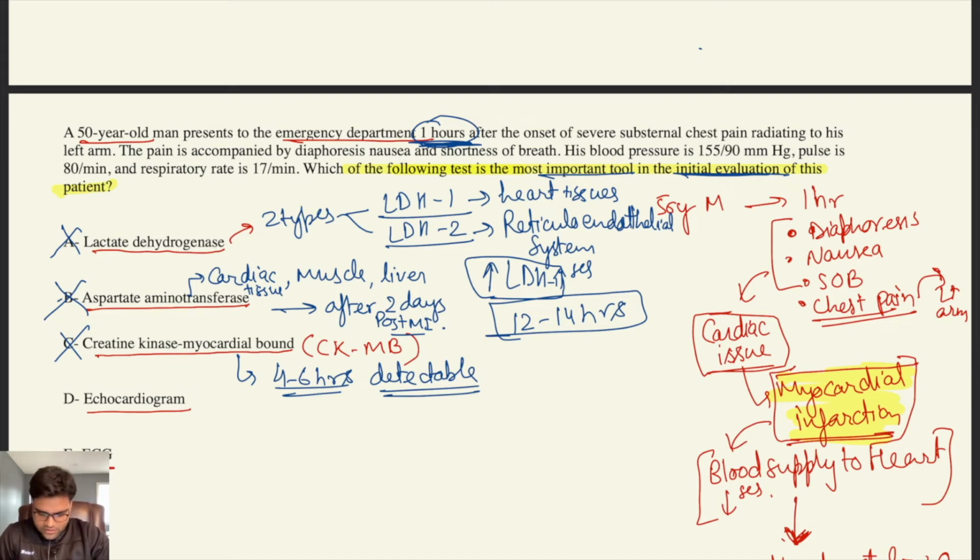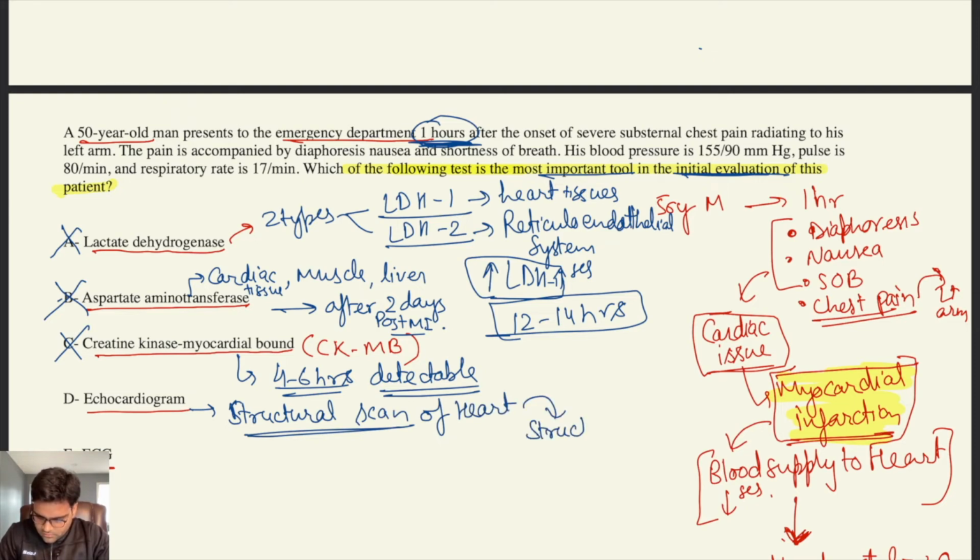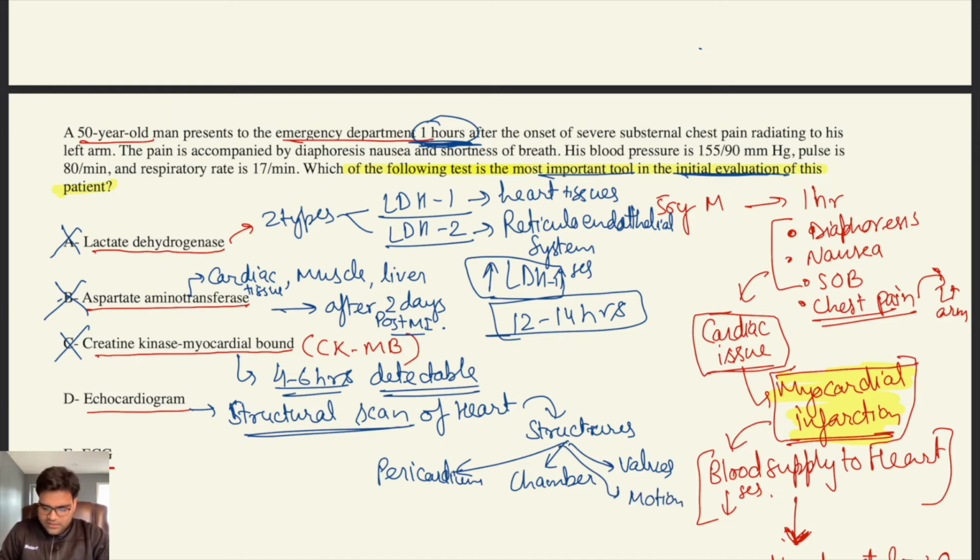So why echocardiogram? Echocardiogram is basically the structural scan of the heart, which means we can see the structure, chambers of the heart. We can see chambers, we can see valves, we can see even pericardium, and the motion of the heart. But initially in the echocardiogram we cannot see any changes. Initial states, maybe a little bit of changes, but not appreciable.